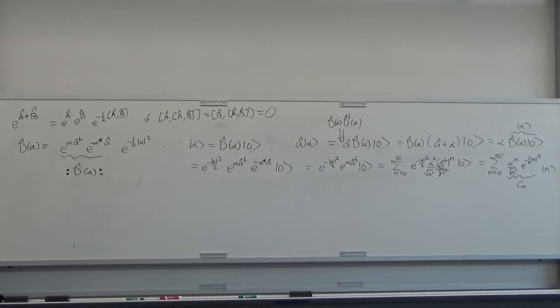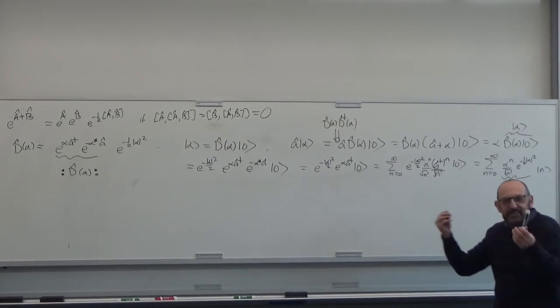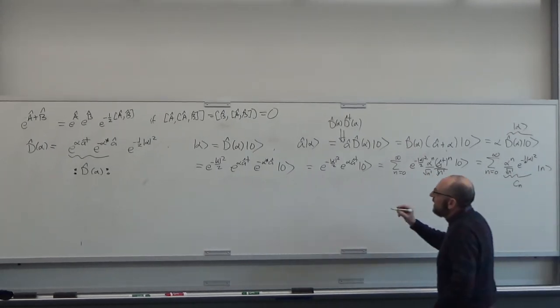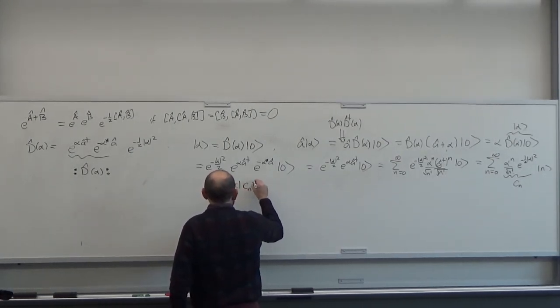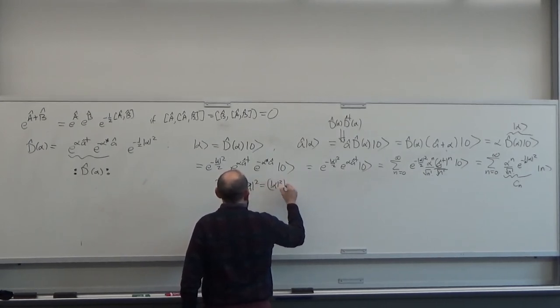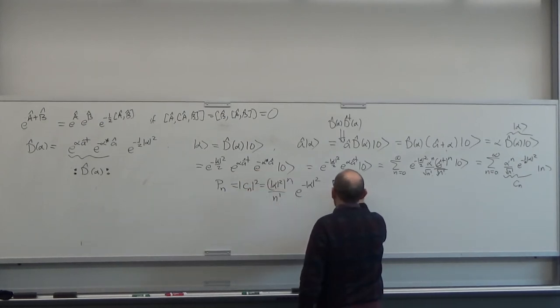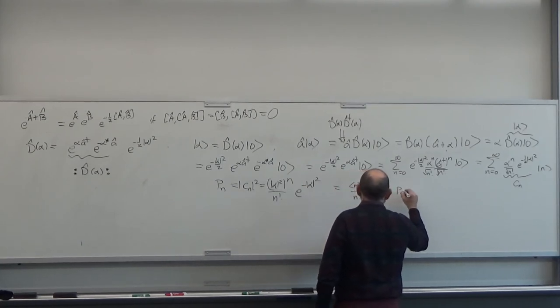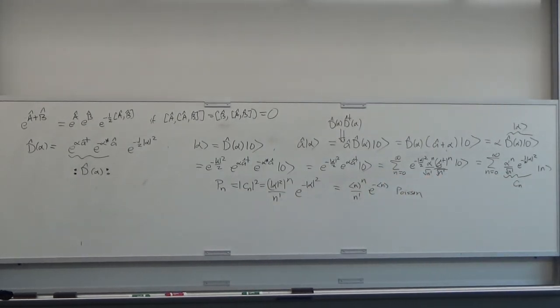Memorize it. Every once in a while, there are some things that you should have at your fingertips. That's one of them. So, with that said, the probability of finding n photons in the mode is the sum of c_n squared, which is alpha squared to the power n over n factorial, e to the minus alpha squared, which of course is equal to the average n to the n over n factorial, e to the minus average n, which is the Poisson distribution. As expected. Just another algebraic way to get to the same point.